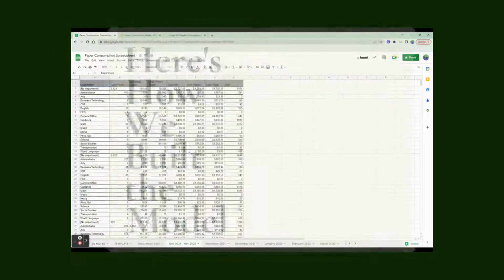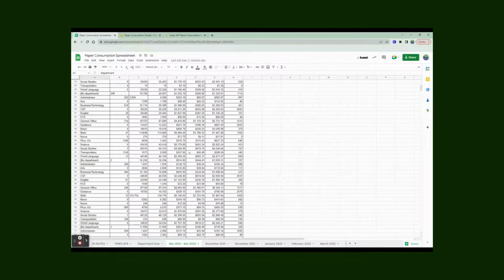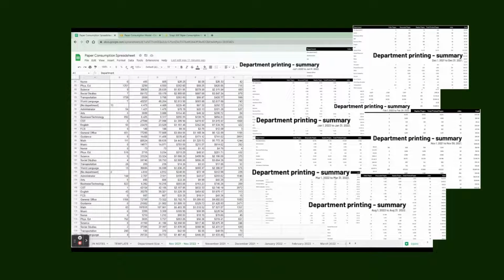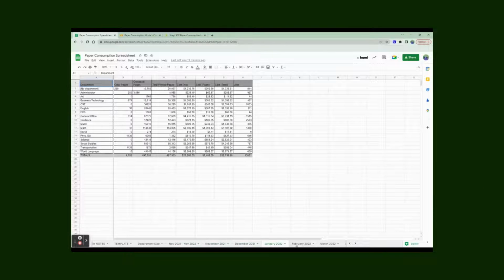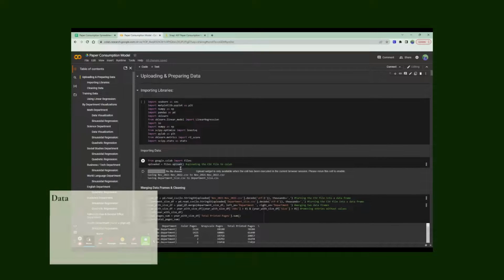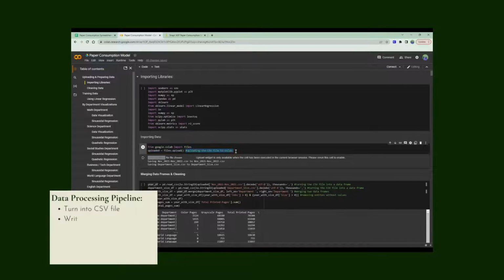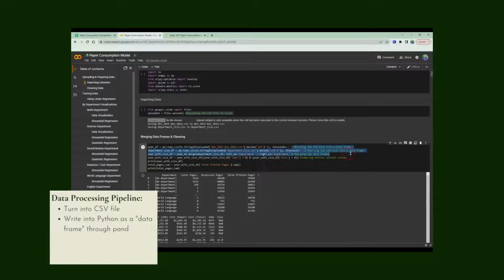Here's how we built the model. First, we collected data on paper consumption by recording total printed pages categorized by month and department. Next step, data cleaning. The general pipeline for preparing numerical data is as follows. Turn your spreadsheet into a CSV file, write it into Python as a data frame through the pandas library, clean and process it through other tools, and now it's finally time to train our model.